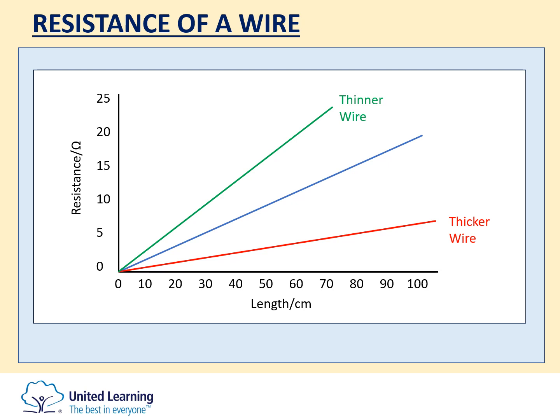So if you're asked to compare different wires, the thicker the wire is, the lower its resistance for any length. So you'd have a shallower gradient like this.